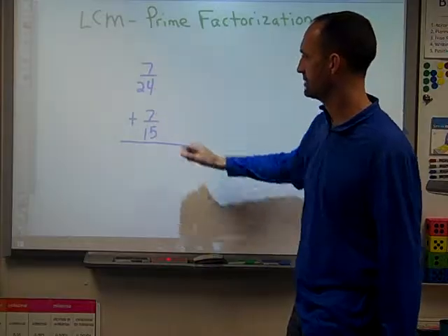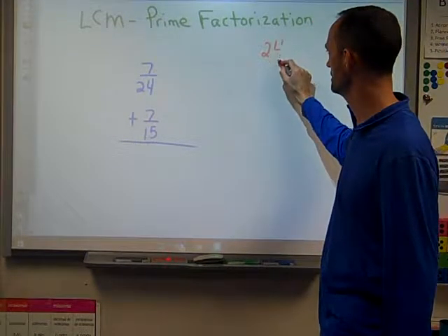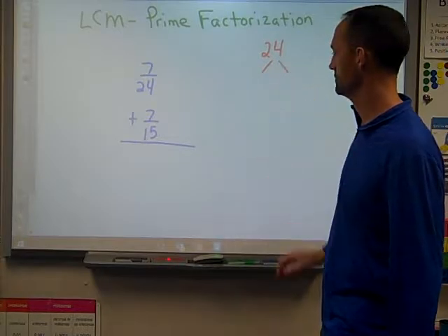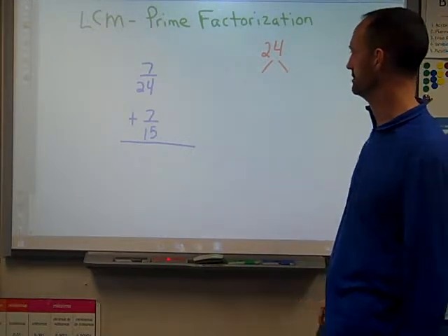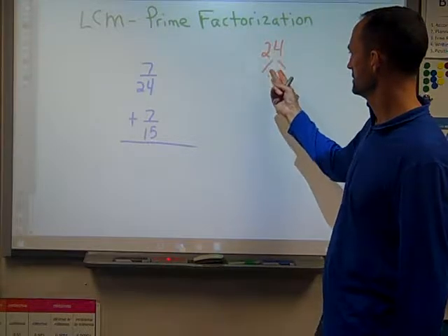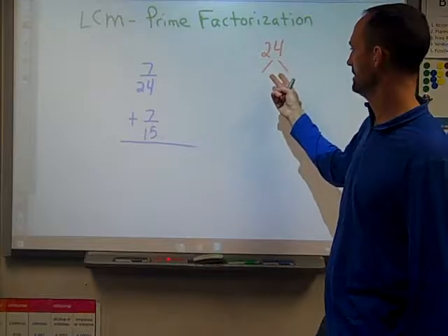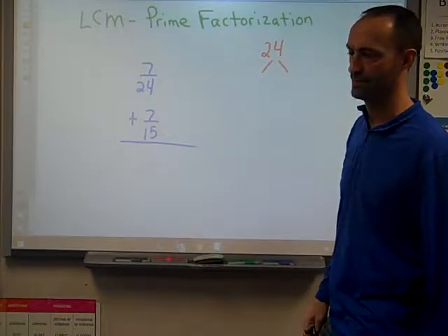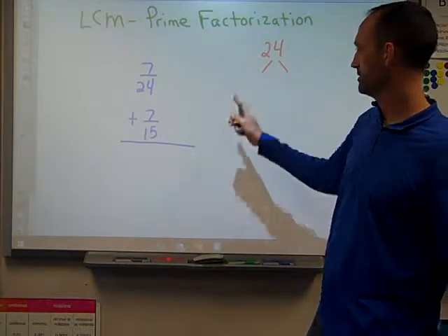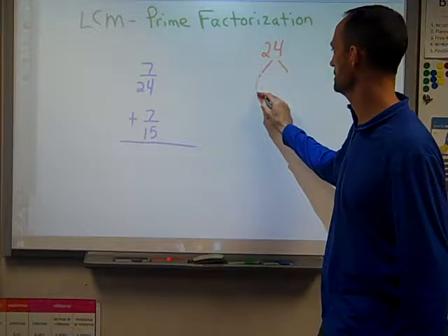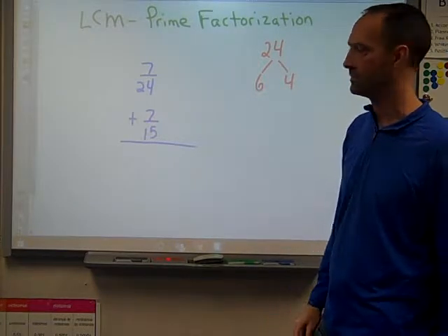So students take 24 and they are going to factor out 24 until 24 has only prime numbers. Students can use any two numbers that multiplied together give 24, but not 1 and 24. It has to be something other than 1. So students could use 6 and 4. 6 times 4 is 24.